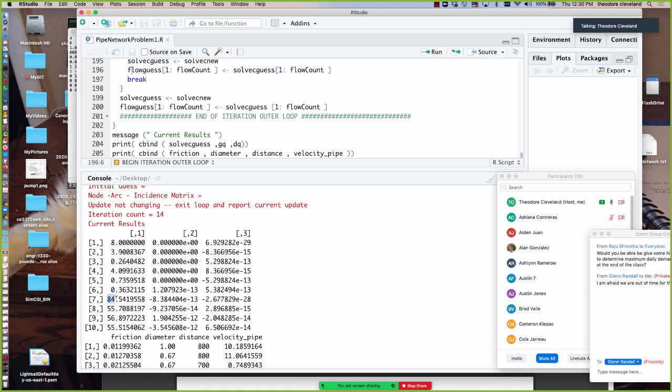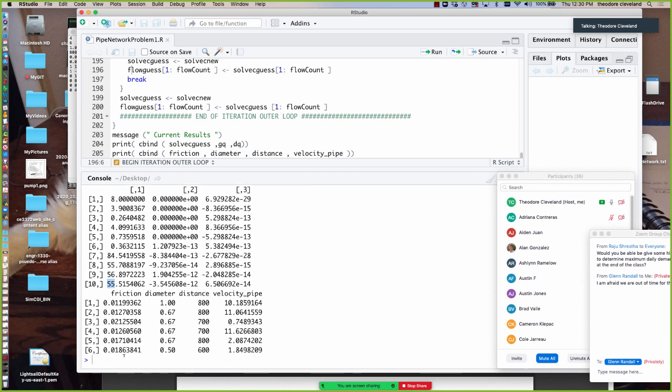The head at node 1 is 84. The head at node 2 is 55. Node 3 is 56. Node 4 is 55. We can get the friction factors back. And if we knew the elevations of the nodes, those 4 lines give us the pressures in the system.